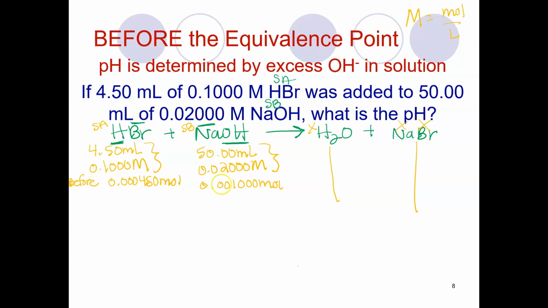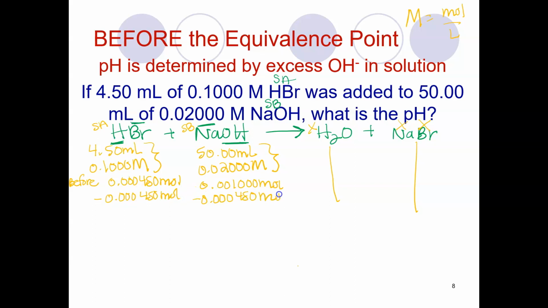So what we're doing is we're looking at those 2 moles. These 2 chemicals are going to react with each other until the limiting reactant is gone. To figure out which one is the limiting reactant, we're just going to look at the 2 numbers of moles and pick the smaller number. The smaller number is 0.000450. So I'm going to take both numbers of moles and subtract 0.000450 moles.